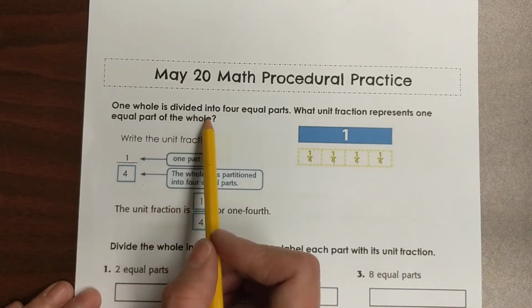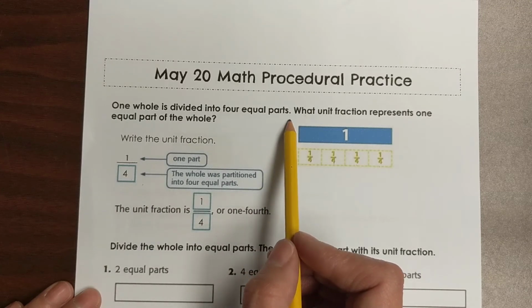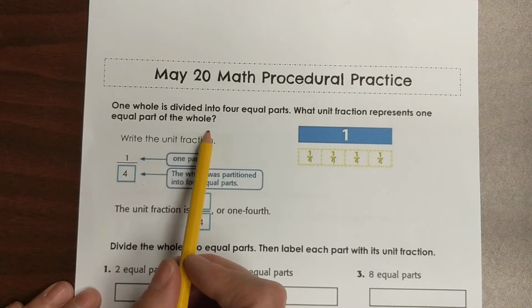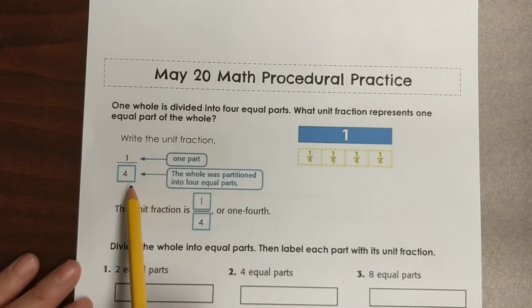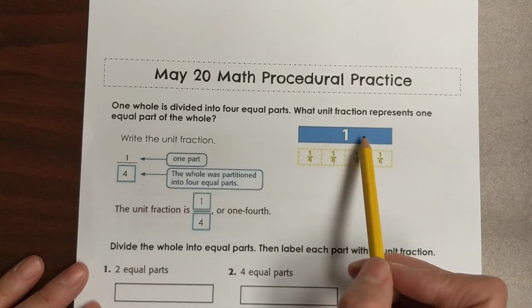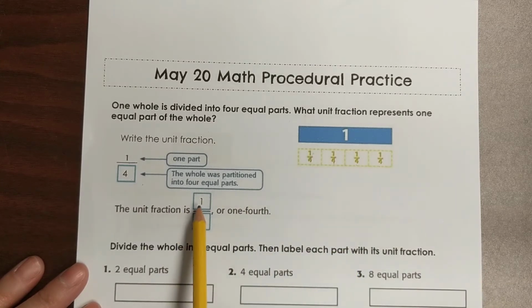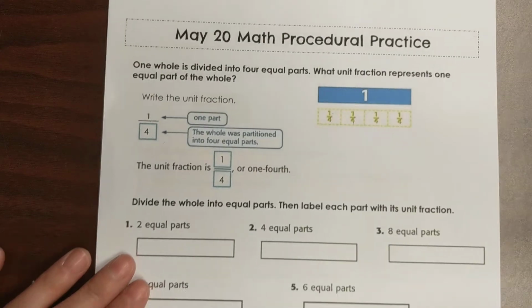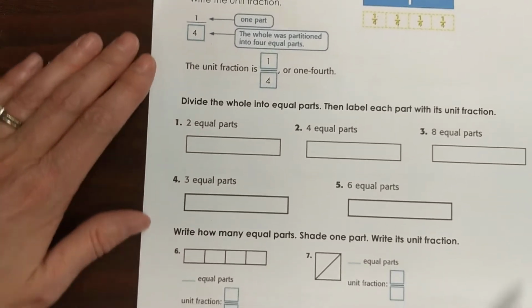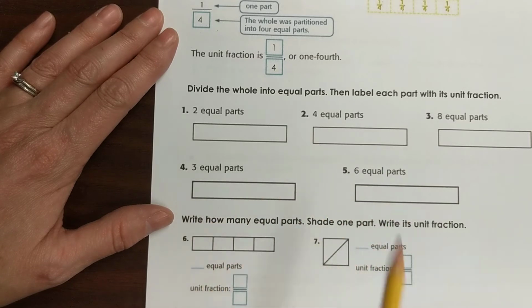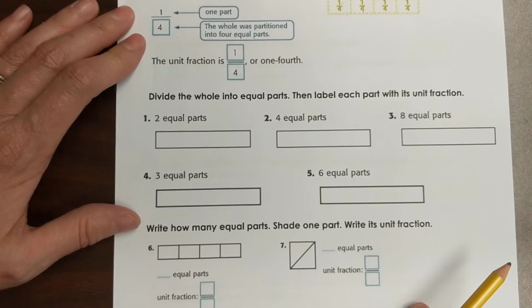One whole is divided into 4 equal parts. What unit fraction represents one equal part of the whole? So the unit fraction that represents one equal part of the whole is 1/4. So now they want us to practice. They want us to divide these rectangles into equal parts, okay?